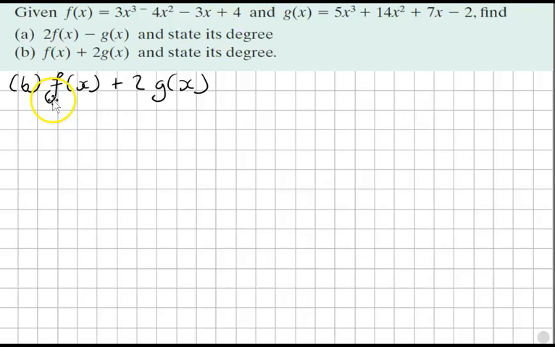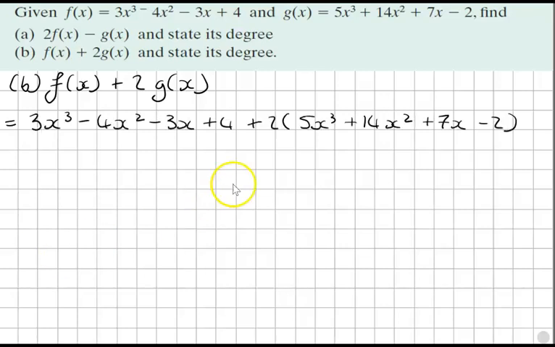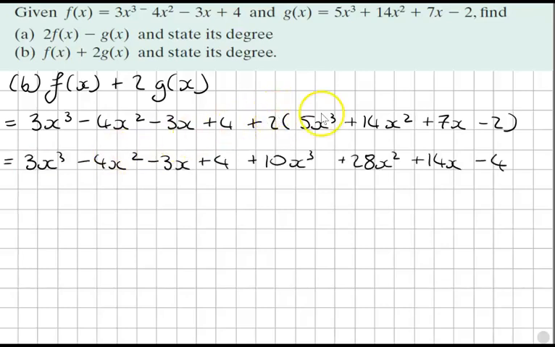B, we have f of x plus 2 times g of x. So we're just going to write down f of x. And then we have plus 2 and then a set of brackets. And inside the brackets, we have 5x cubed plus 14x squared plus 7x minus 2. So then we multiply out our brackets. So 2 times 5x cubed is 10x cubed. 2 times 14x squared is 28x squared. 2 times 7x is 14x. 2 times minus 2 is minus 4.